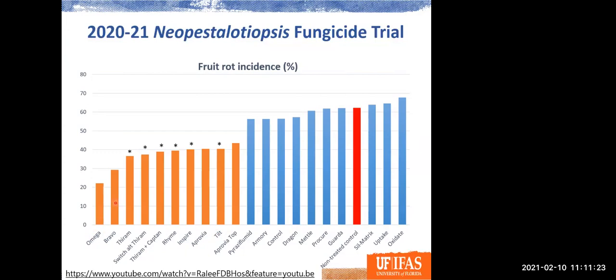Omega and Bravo were the most effective, but they're not registered for fruit production fields, but could serve as good options for nurseries. Bravo, or chlorothalonil, is already registered for nurseries, and Omega is in the process of registration for nursery use only. If you want to learn more about how we do those trials, check out our YouTube link and the GCRC website. Juliana and I have recorded a video showing how we do these trials.